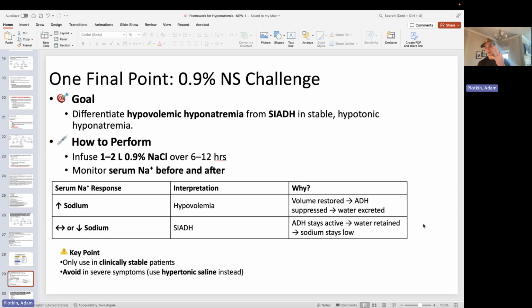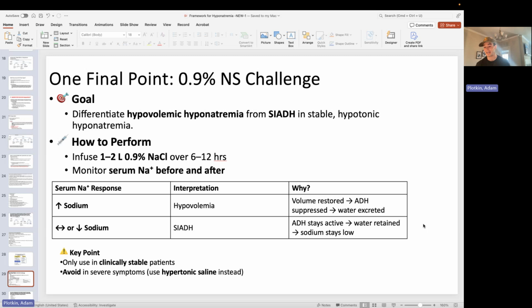Because remember, the 3 things that stimulate ADH are high serum tonicity, low blood volume, and pain, nausea, vomiting. The low blood volume always wins. So if we replace the blood volume they're missing, the ADH should be inhibited, and their serum sodium should slowly start increasing, okay? If we give them the normal saline and their sodium stays flat, stays at the level it was, or even goes down, we should interpret this as SIADH, because in this case, the ADH is staying active, okay? The water's retained and the sodium stays low, right?